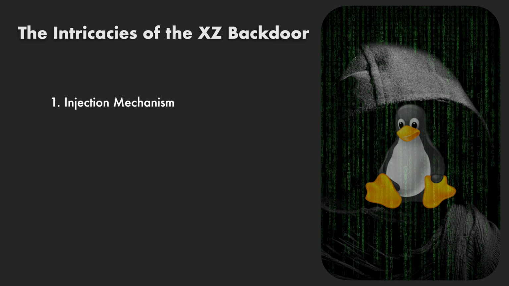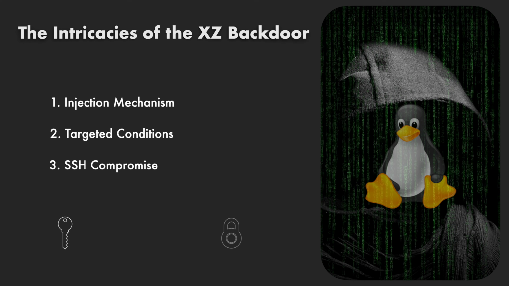the build tarballs modified the build process to include the backdoor. Targeted conditions. The malware is activated under specific conditions, such as building with GCC and the GNU linker. SSH compromise. The backdoor affected SSH logins by redirecting critical functions to its own code, potentially allowing unauthorized access.